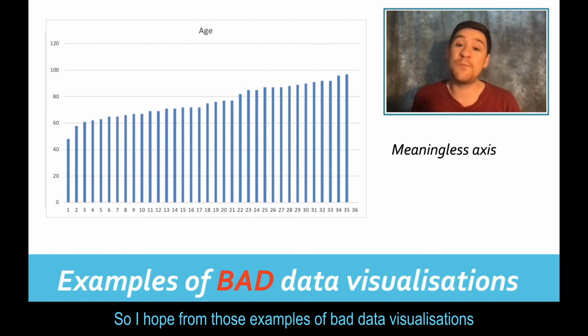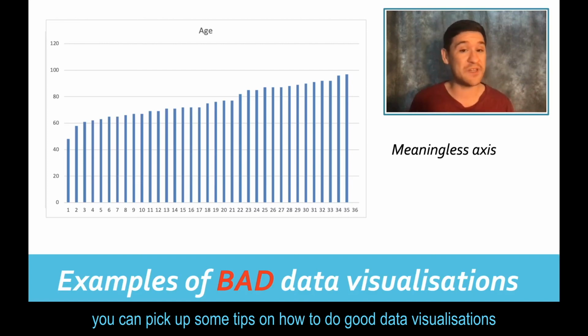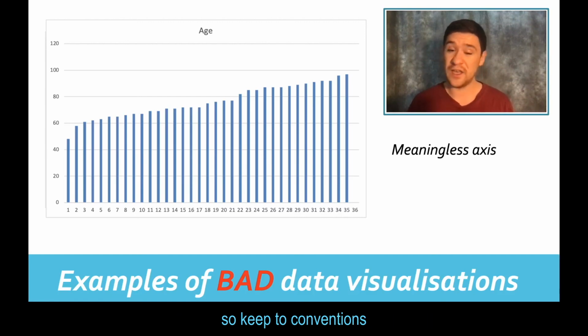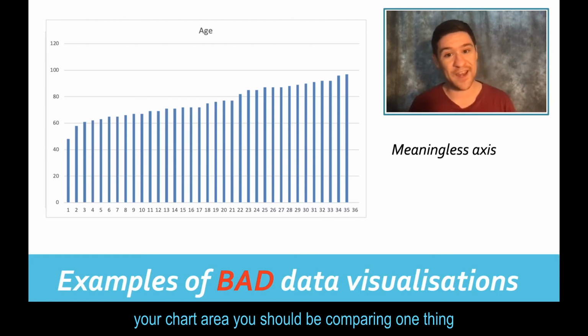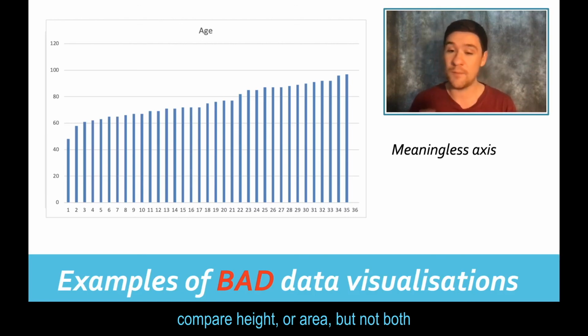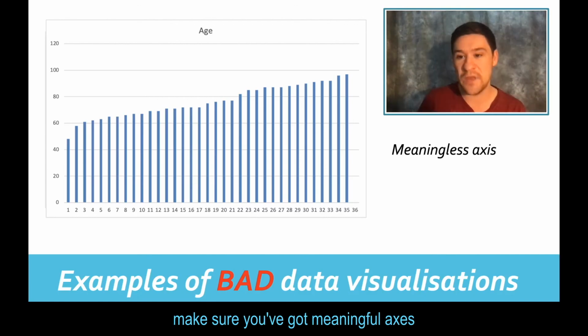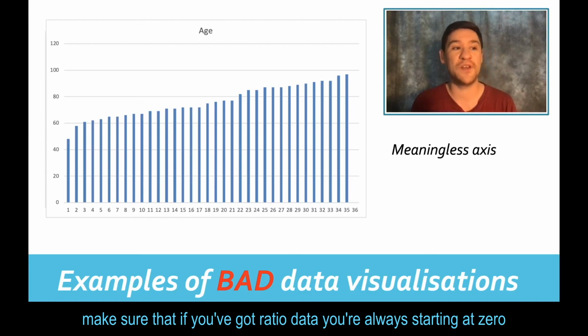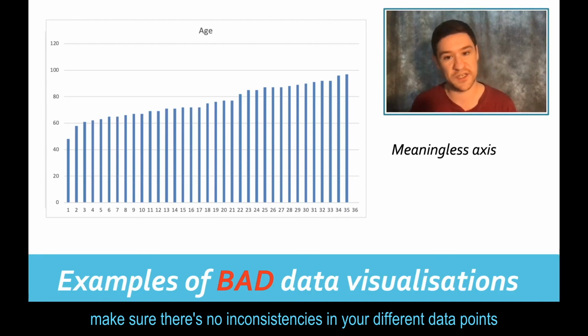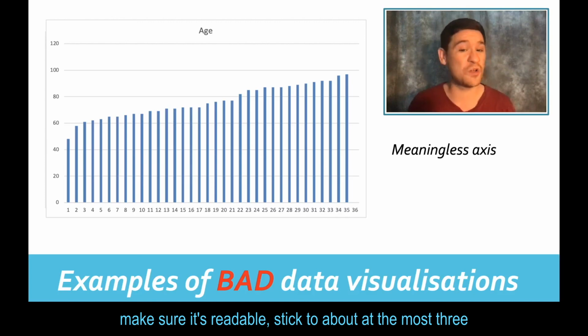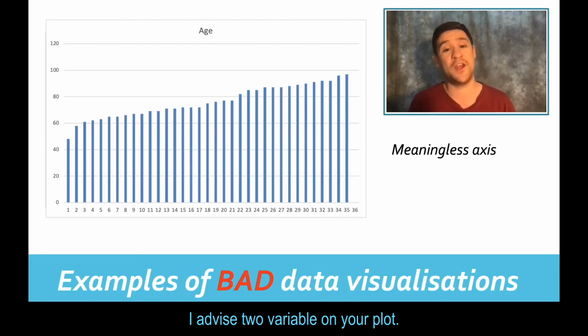So I hope from those examples of bad data visualizations, you can pick up some tips on how to do good data visualizations. So keep to conventions. Your chart area, you should be comparing one thing. Compare height or area, but not both. Make sure you've got a sensible scale. Make sure you've got meaningful axes. Make sure that if you've got ratio data, you're always starting at 0. Make sure there's no inconsistencies in your different data points. Make sure it's readable. Stick to about, at the most 3, I advise 2 variables on your plot.